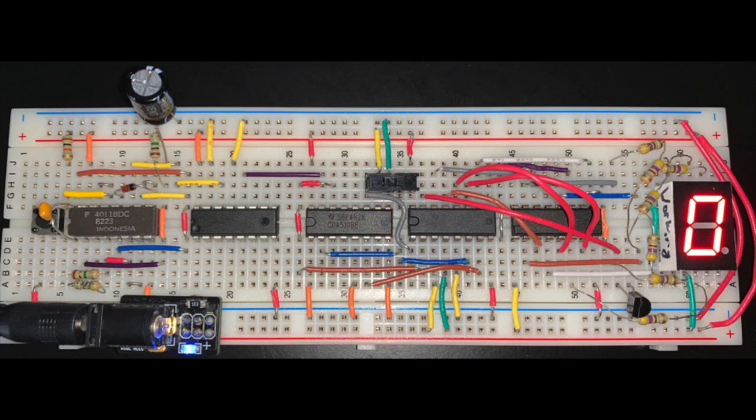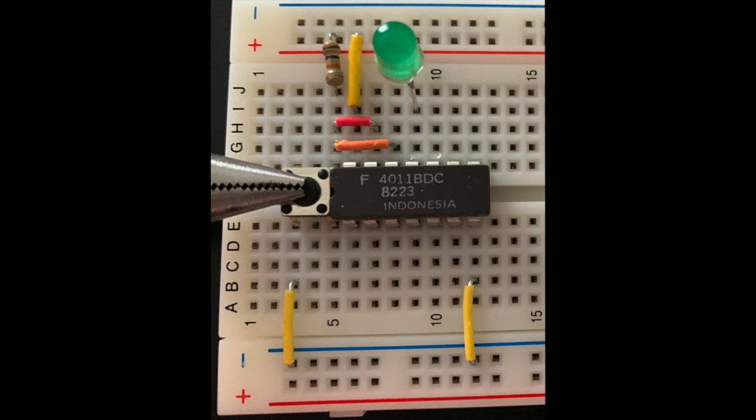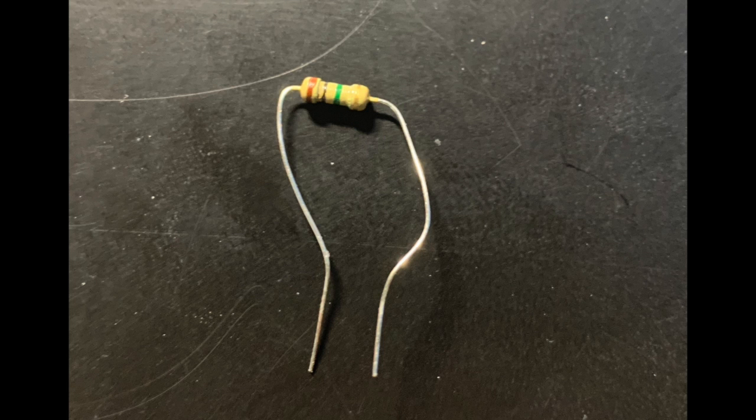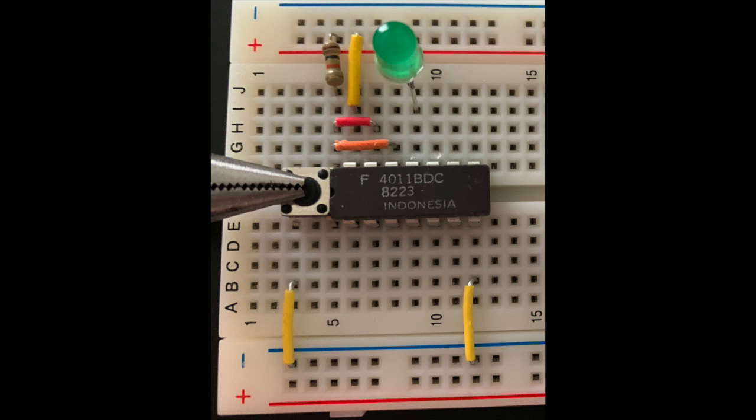This is the completed 7-segment display, but to get here we had to take 6 crucial steps. The analog input requires a 4011 IC, or integrated circuit chip, an LED, and a resistor. This circuit is meant to demonstrate the function of the 4011 chip.